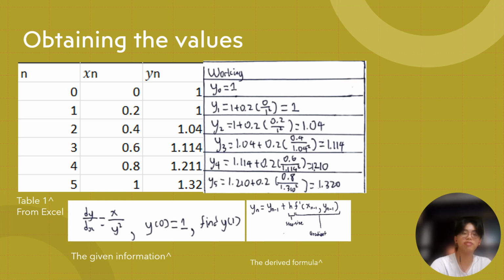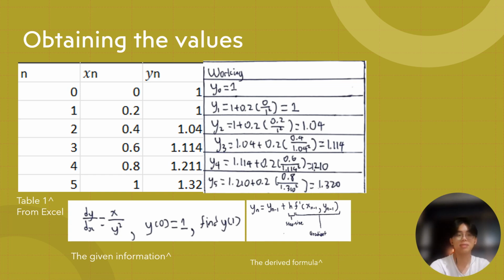To solve the initial value problem, we must first fill in a table. For example, we have a differential equation of dy/dx equals x over y squared and a value of y(0) equals 1. This means that our starting value is x equals 0, y equals 1. Now we are tasked to find y(1), which is the value of y when x equals 1.